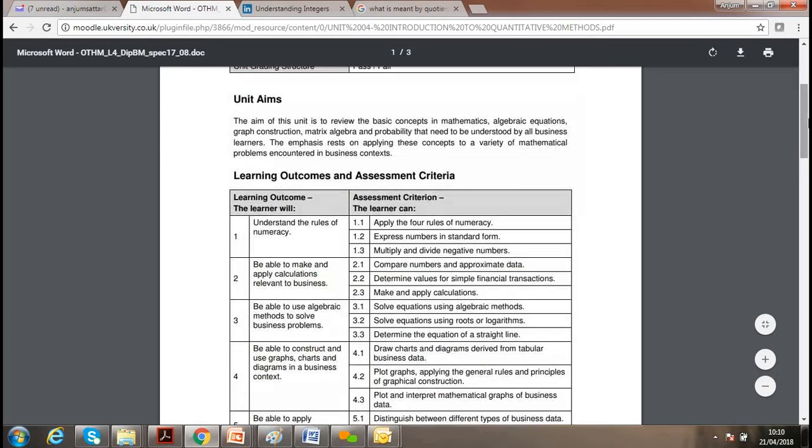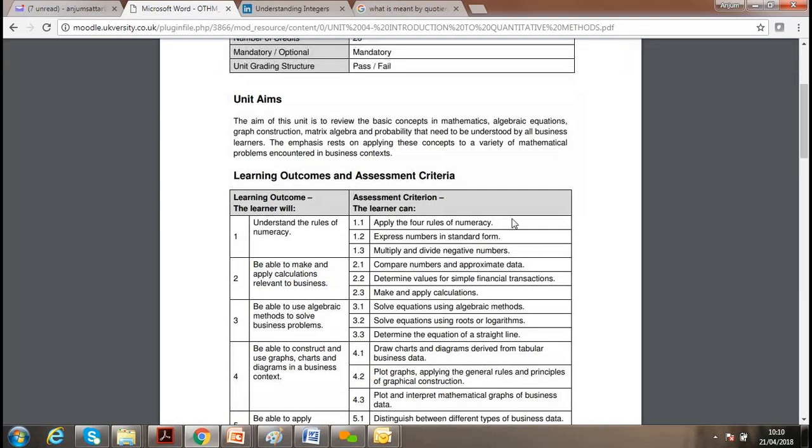Then the next lesson we'll go through comparing numbers and approximate data, which will go through the data analysis. We'll go through the financial transactions and make and apply calculations. Solve equations using algebra method. We'll go through a little bit of algebra. We're not really doing pure math. We're just learning for the sake of understanding numbers in terms of the business, and how in a business we can use these numbers.